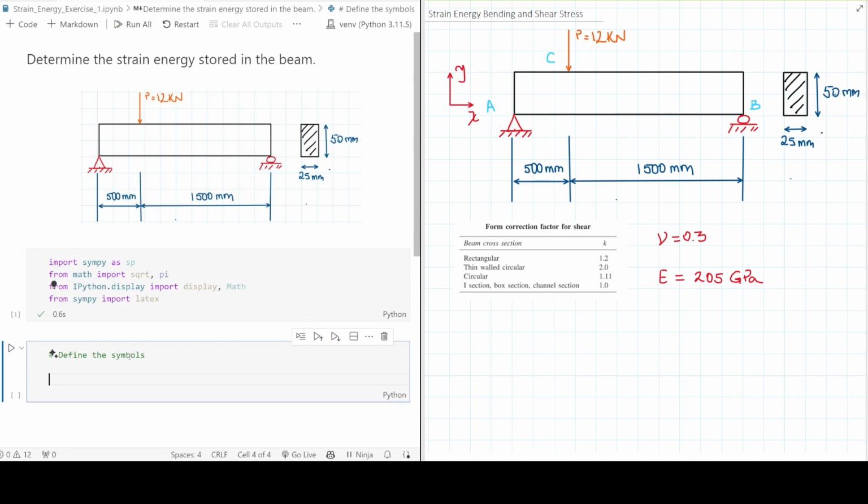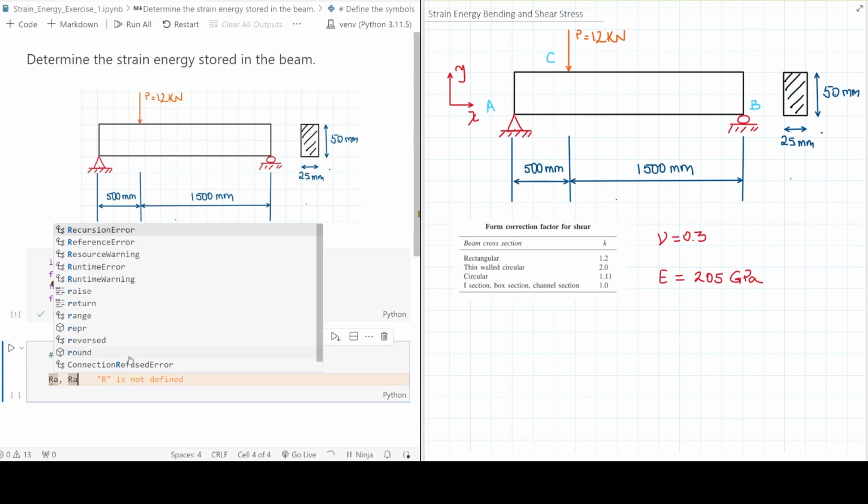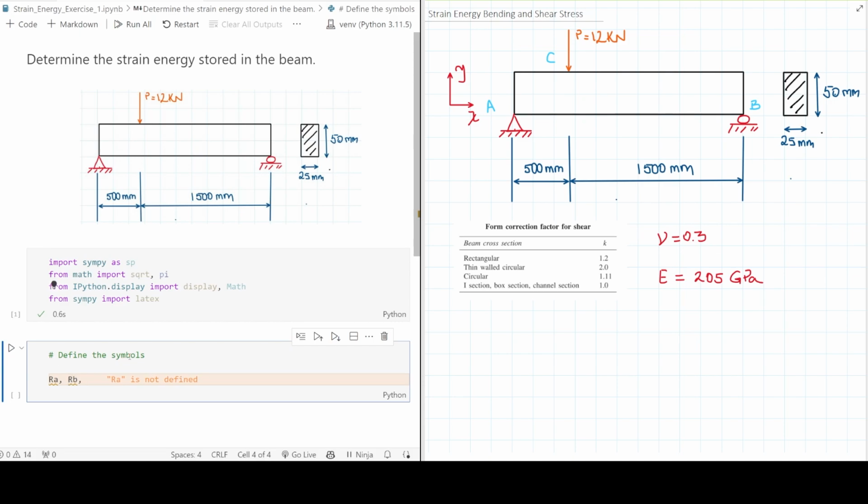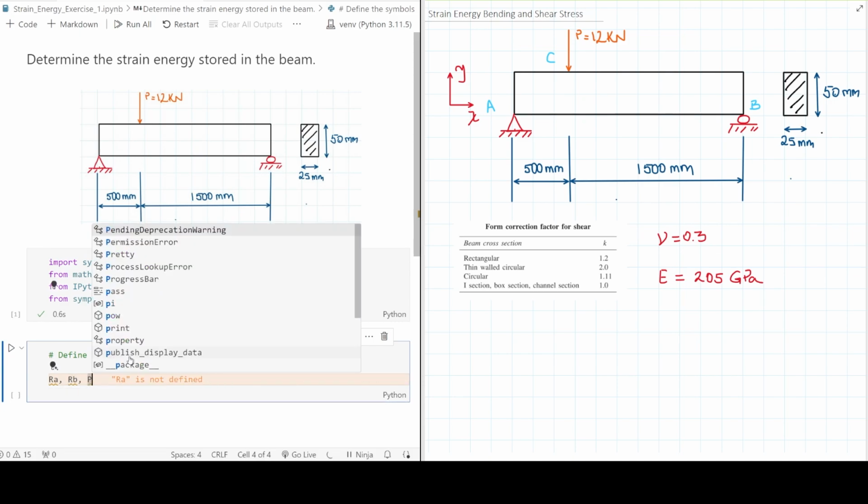So no, I want to have reaction in A, reaction in B. I want to have the load as P, and the reason I'm going to leave it as P at this point, maybe I can substitute it right away, but if I want to create some sort of methodology to solve these strain energy problems in Python, I know that to calculate, for example, deflection of beams, we need to differentiate certain quantities, such as the moment with respect to the load. So it's better to keep it as a symbol, even though I know the value at this point.